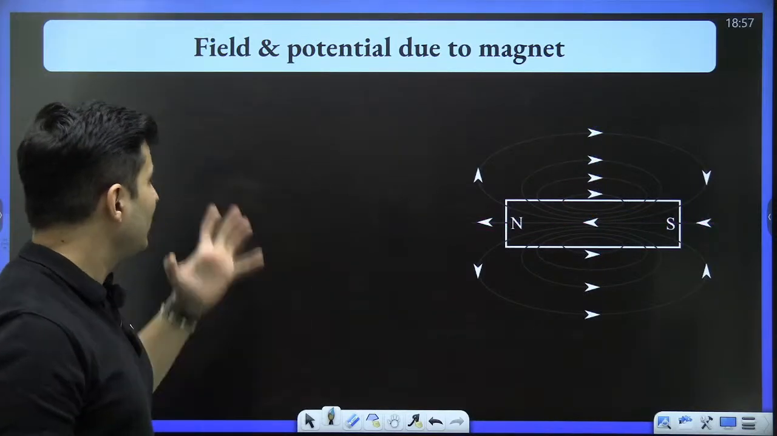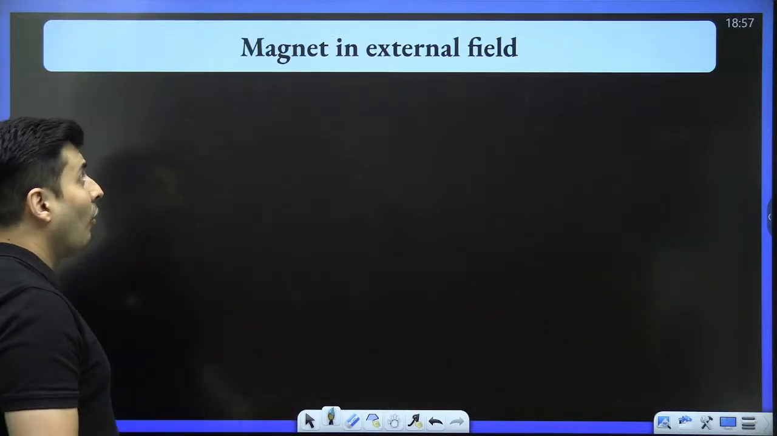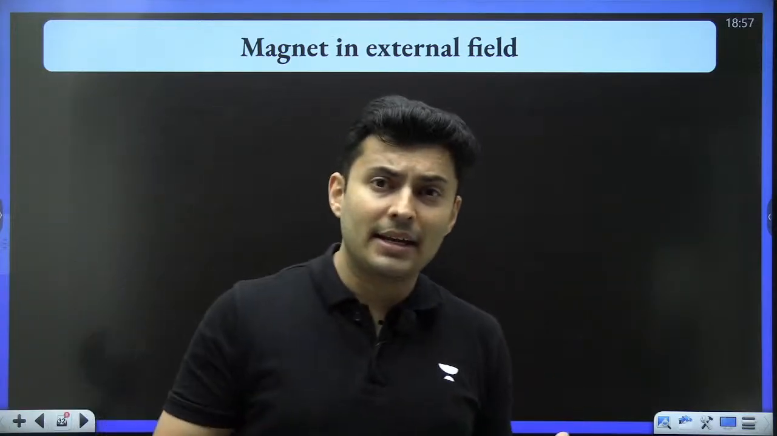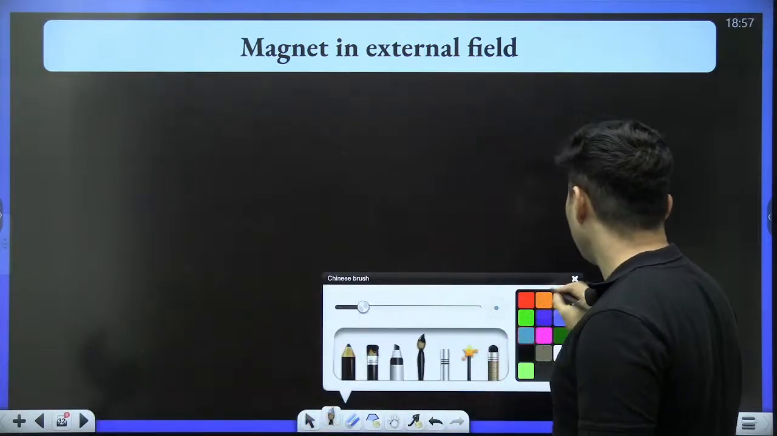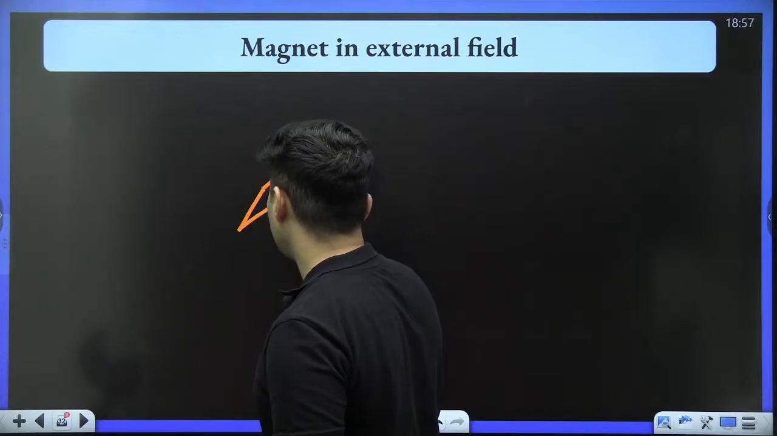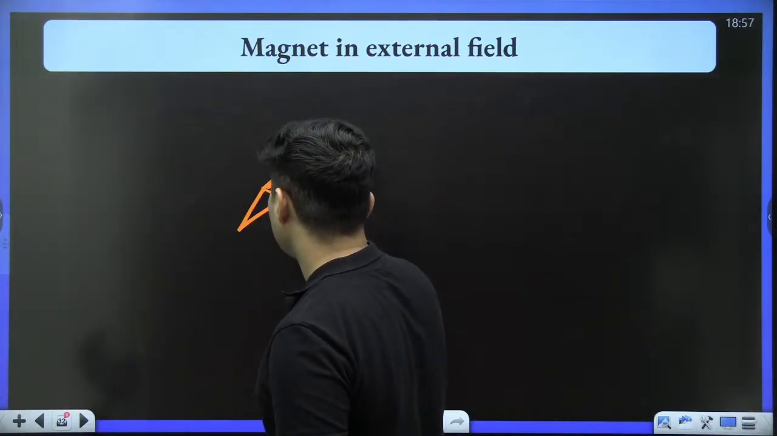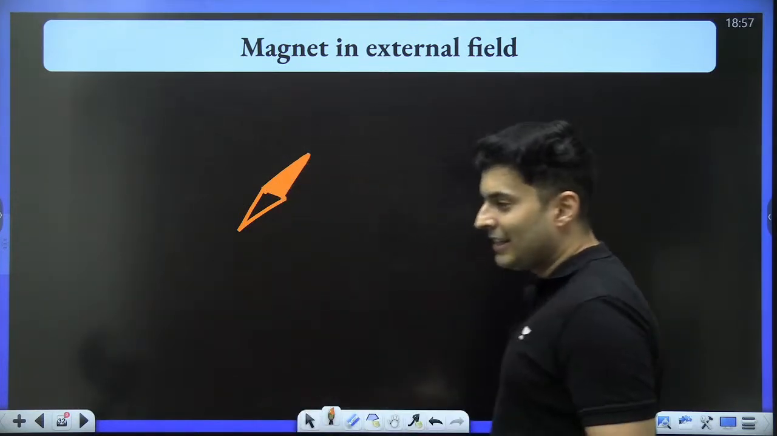Cool. So that was the field and potential due to a magnet. Now, what will happen if you place a magnet in somebody else's field? Just like you take a magnetic needle. Everybody would have seen a compass. How many of you have seen a compass magnetic needle in real life?